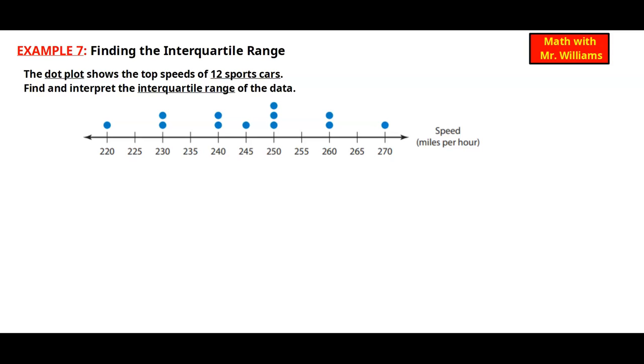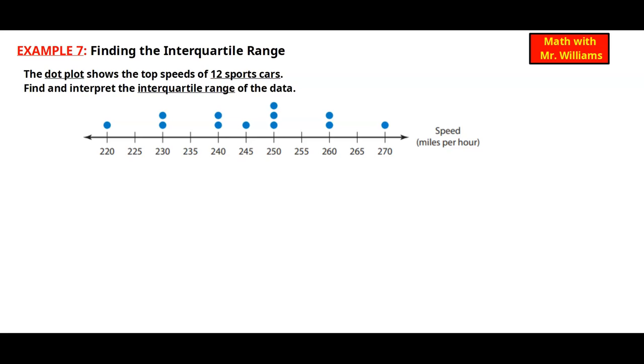Math with Mr. Williams, example 7, finding the interquartile range. The dot plot shows the top speeds of 12 sports cars. Find and interpret the interquartile range of the data. Okay, so the first thing we want to do is order the speeds from the slowest to the fastest. So let's go ahead and do that.